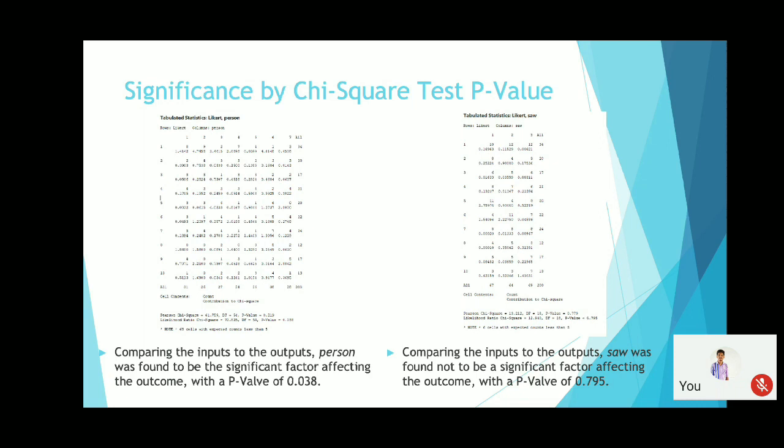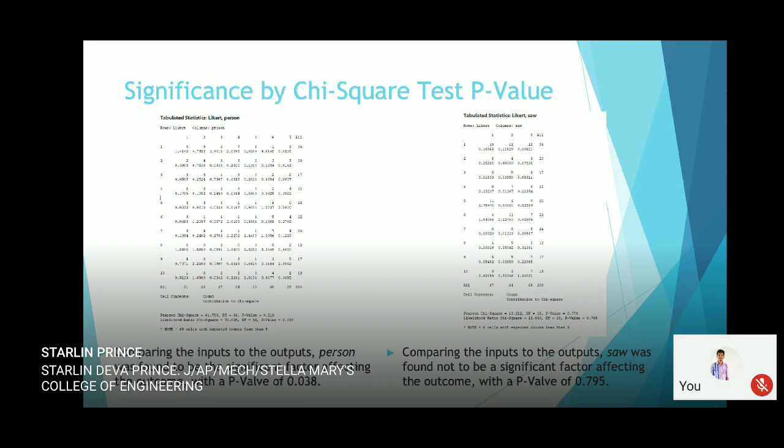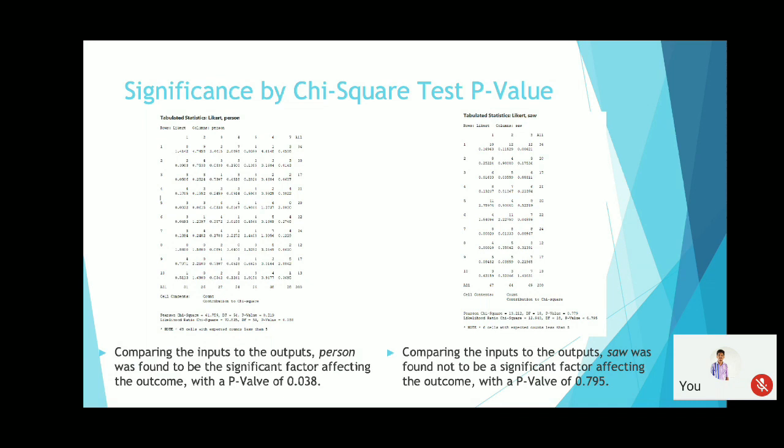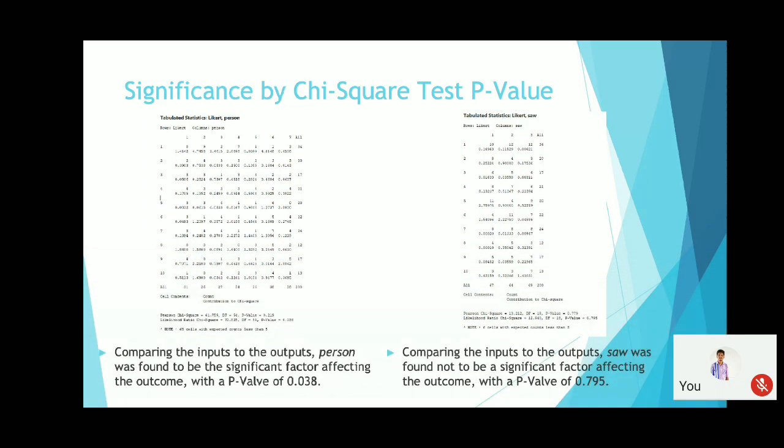Let me give you an easy example. When you flip a coin, you have head and tail, two outcomes. If you flip the coin 50 times, what is the probability of how many times you are going to get the head, and how many times you are going to get the tail? Like that, during the test, we collected about 200 samples that you see here.